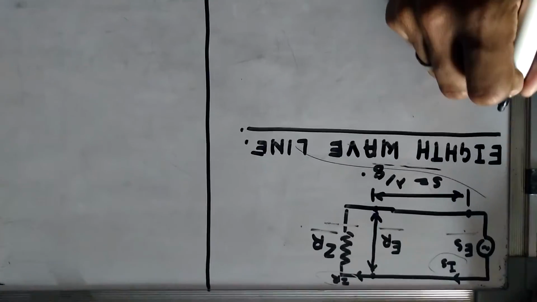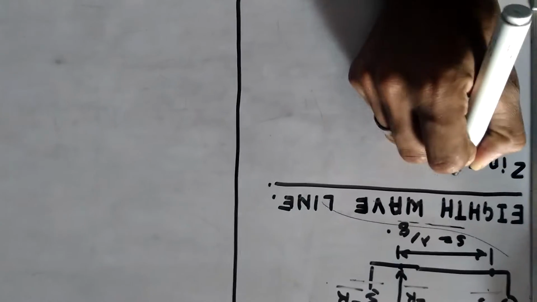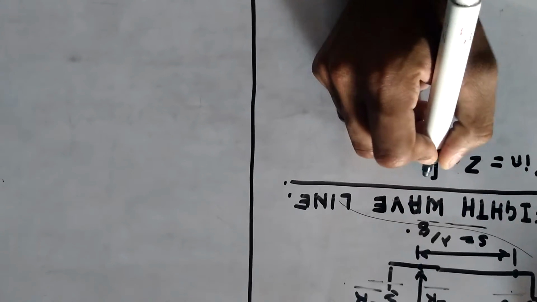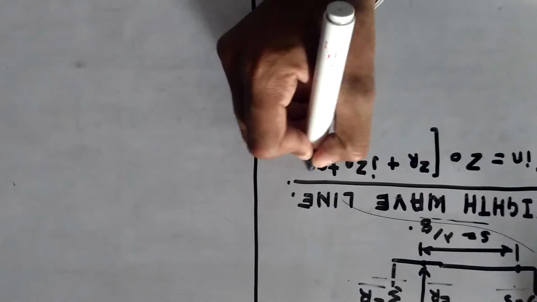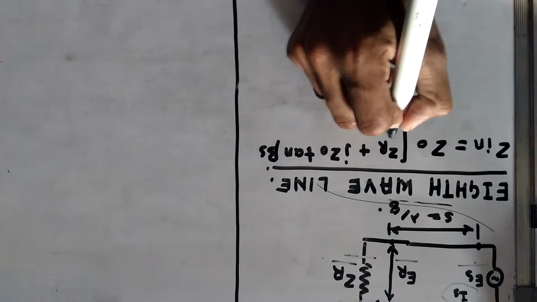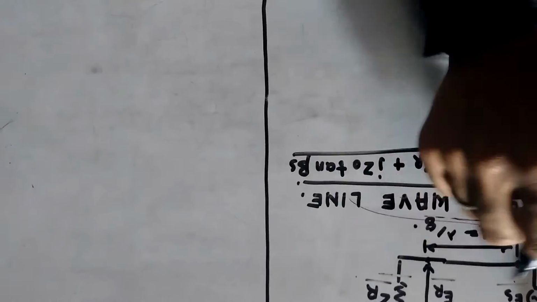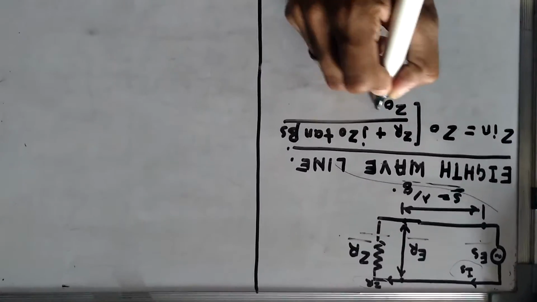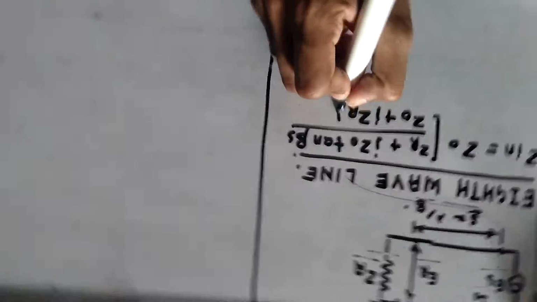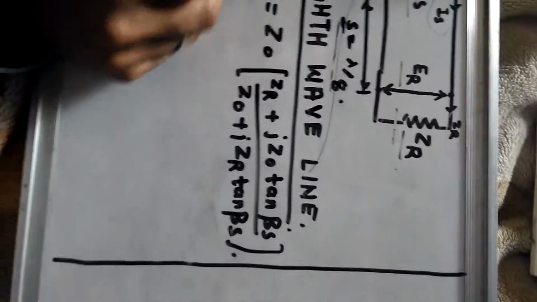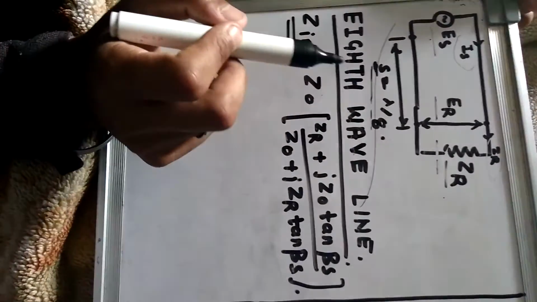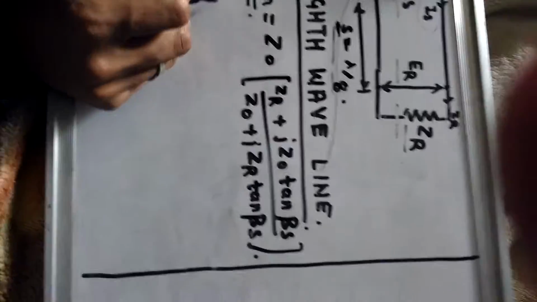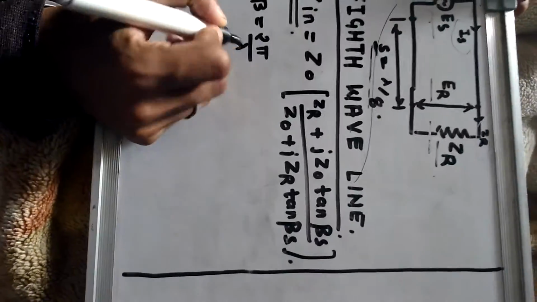IS. So as we know, the input impedance is Zin equals Z0 times (ZR plus j Z0 tan beta S) divided by (Z0 plus j ZR tan beta S), where S is the length of this transmission line. So this is the input impedance we are observing. Now let us consider S equal to lambda by 8, and we also know that beta is equal to 2 pi by lambda.